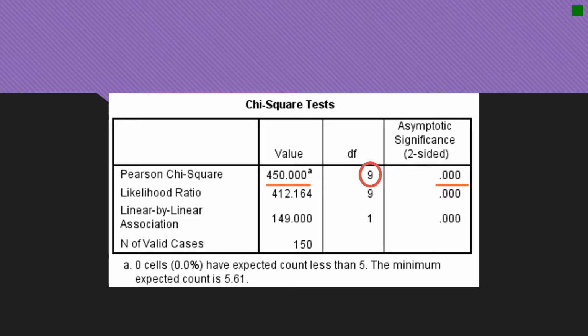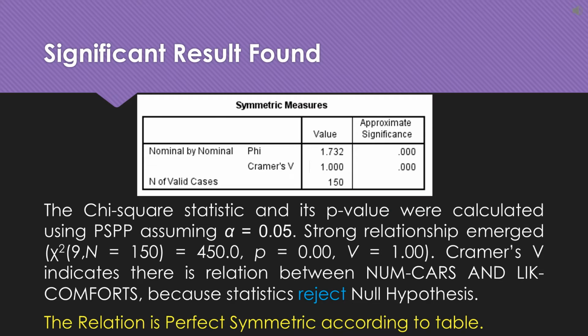And again, look at the chi-square value. It was 6.61 in the previous hypothesis, and it's 450 now, and 0.00 is our p-value, which is less than the alpha value of 0.05. This means that there is a relation between numcars and leak comfort.